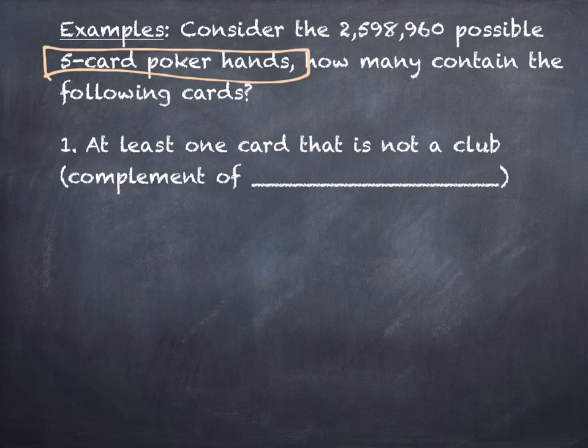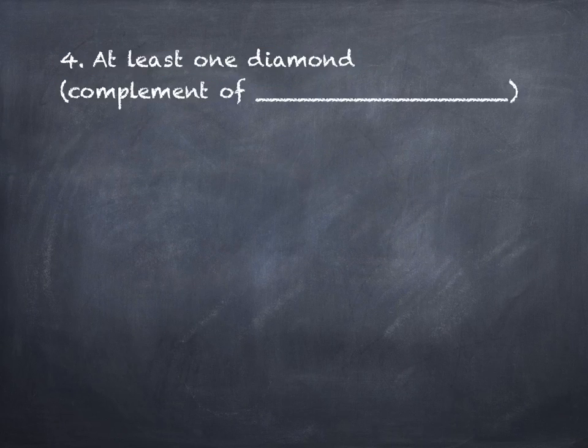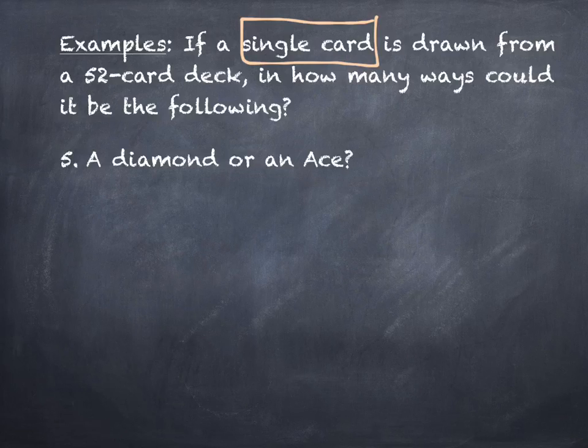So we're drawing out one single card. So let's take a look at that then. We're supposed to be drawing out a single card from the deck, and we want to know in how many ways the following could happen. And so we want a diamond or an ace. So let me write the language out the same way that the equation was written out before.